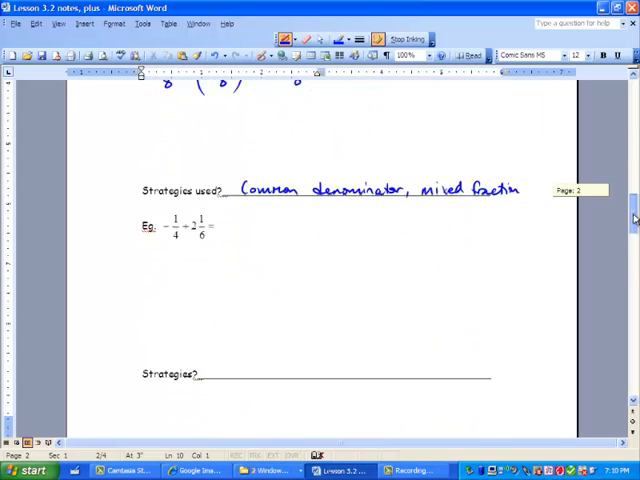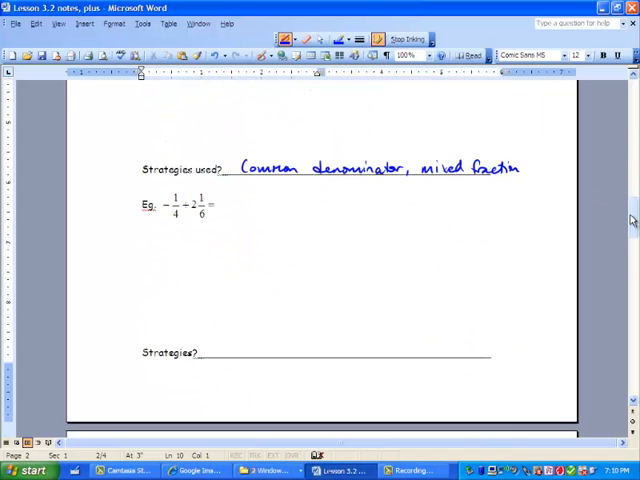Let's try this one: negative 1/4 plus 2 1/6. First we need to get our mixed number into an improper fraction. So we have negative 1 over 4 plus, and to turn a mixed number into an improper fraction, we multiply 6 times 2, and then plus 1. So we get 13 over 6.